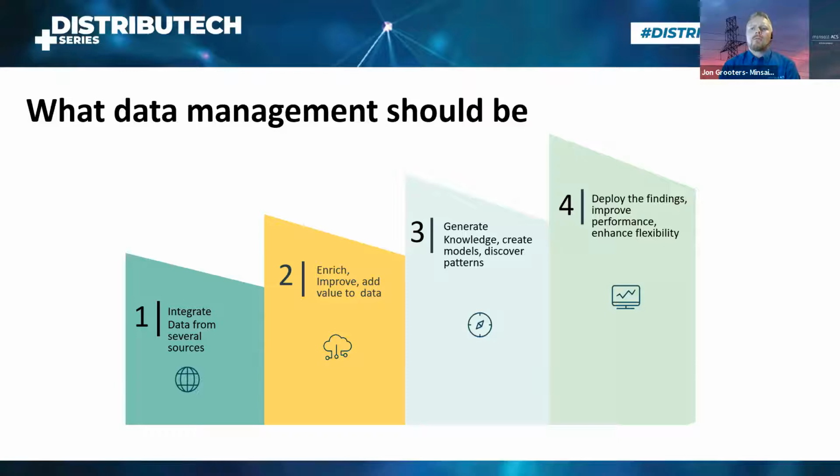So moving on to the next slide. What should data management look like? In this very simplistic four-step approach, first of all, you need to be able to integrate data from several sources. In the next slide, we'll show how data gathering has been done over a period of time in the utility industry. It's a very serial approach, and there are far more efficient ways now of collecting that data. So the first part is integrating that data from several sources.